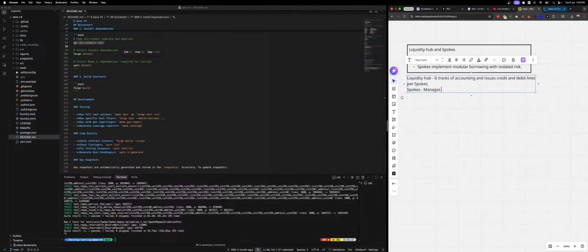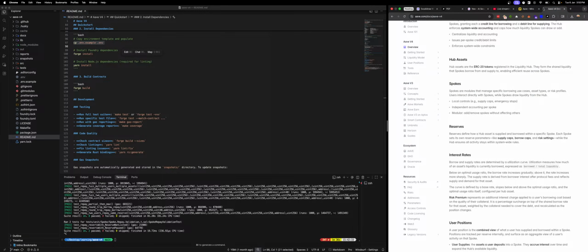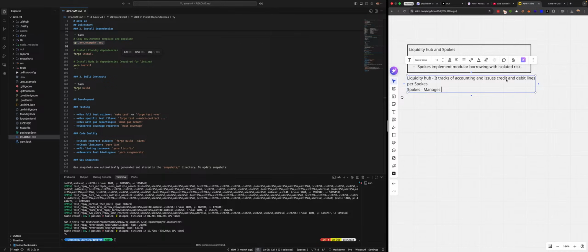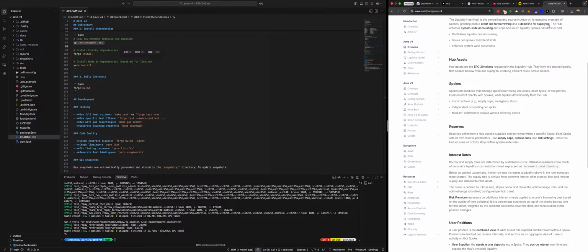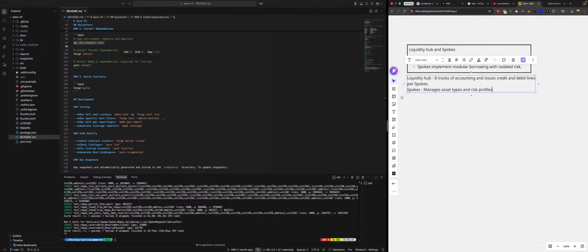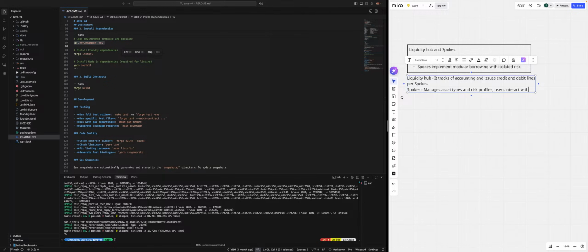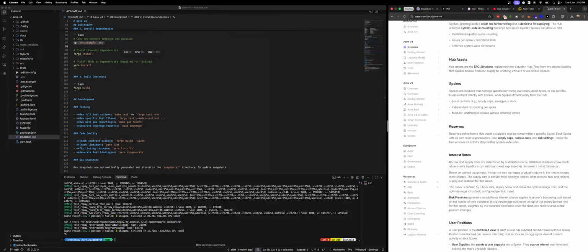What does it manage? I forgot. Asset types and risk profiles. Users interact with spokes while interacting with liquidity, I believe. This is how you can try it.